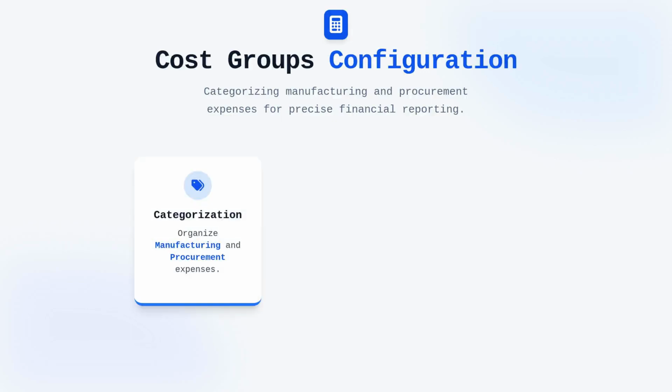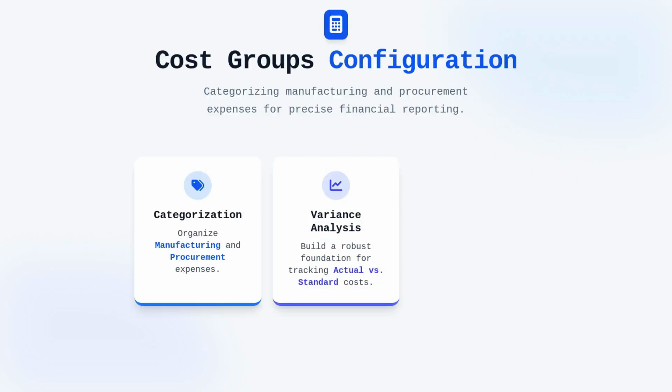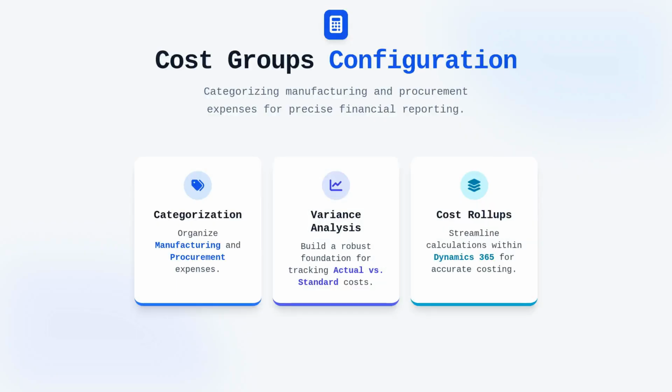Welcome to the section on cost groups configuration, where we will examine how to categorize manufacturing and procurement expenses for precise financial reporting. By the end of this module, you will understand how to build a robust foundation for variance analysis and cost roll-ups in Dynamics 365.